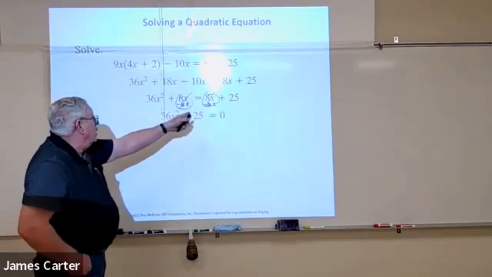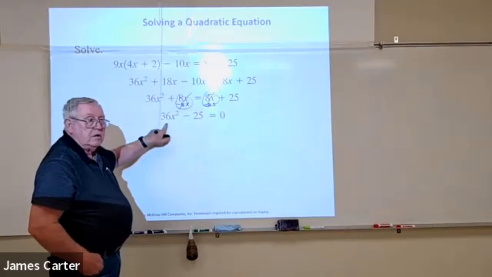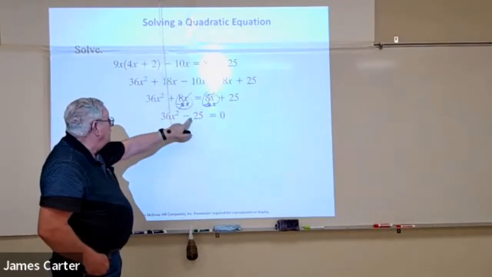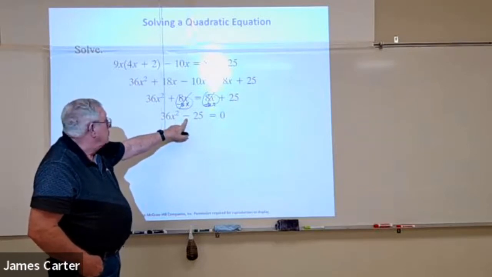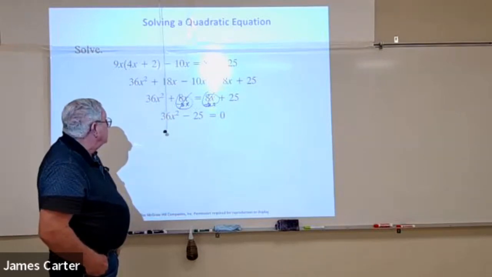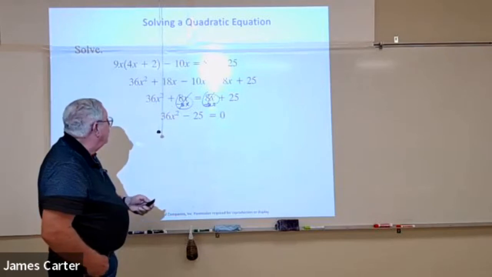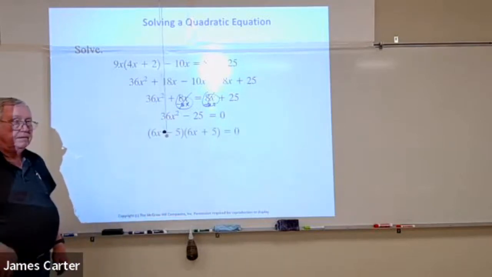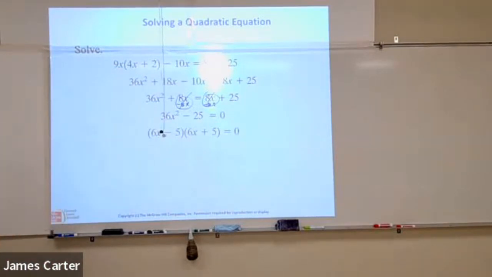Okay, so I got the 25 over here. What do we got here? We got a conjugate, don't we? Perfect square on the front, perfect square on the back, minus in the middle. So this one's going to be 6x minus 5, 6x plus 5. That rule C is really useful.